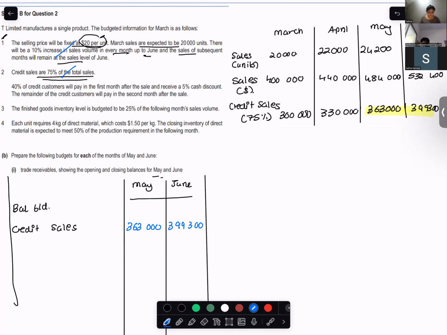Now I am looking for my balance brought down, money received, discount allowed, and all those things. Are you with me? Yes. Okay, read the next part. 40% of credit customers will pay in the first month after the sale and receive a 5% cash discount. The remainder of the credit customers will pay in the second month after the sale.